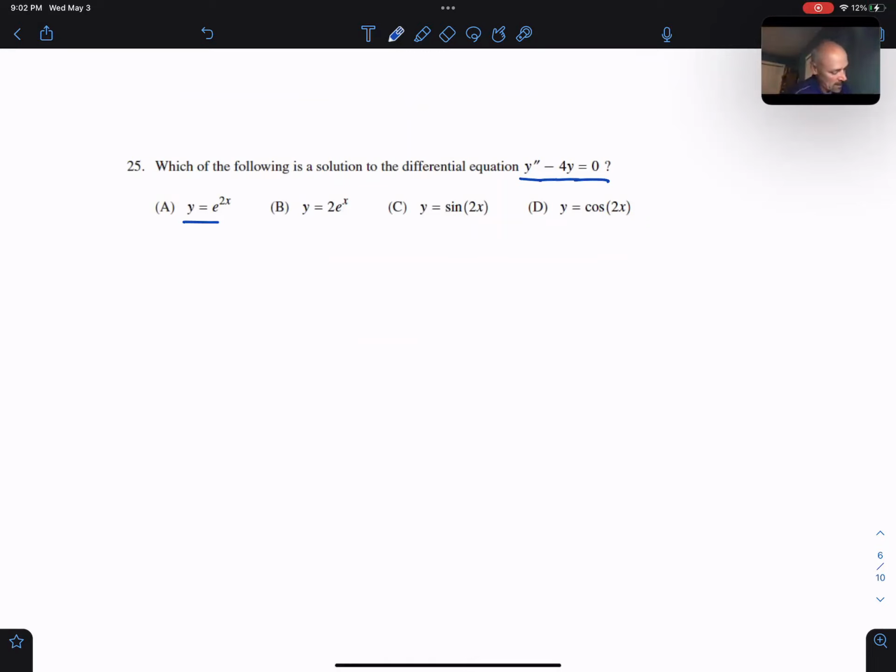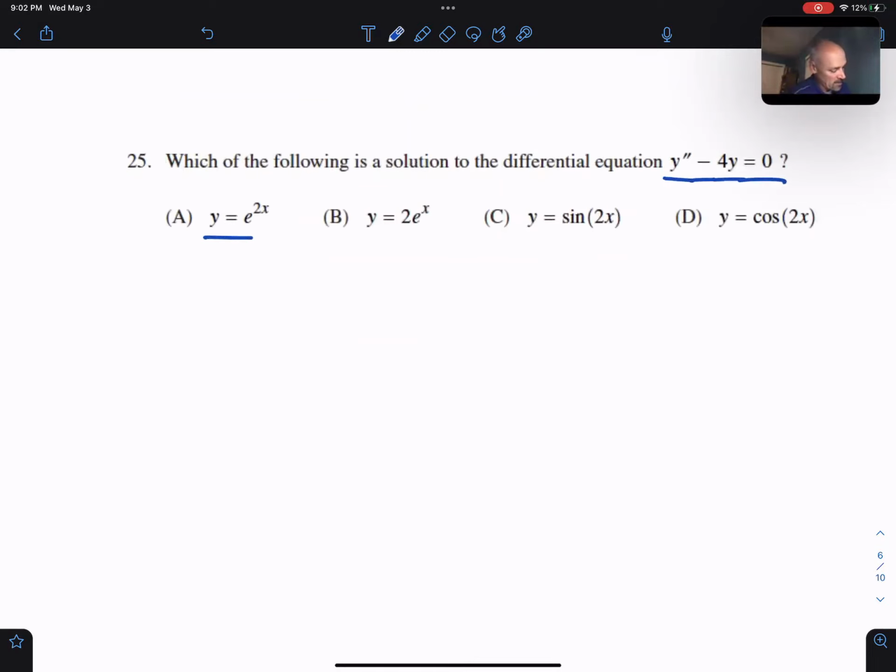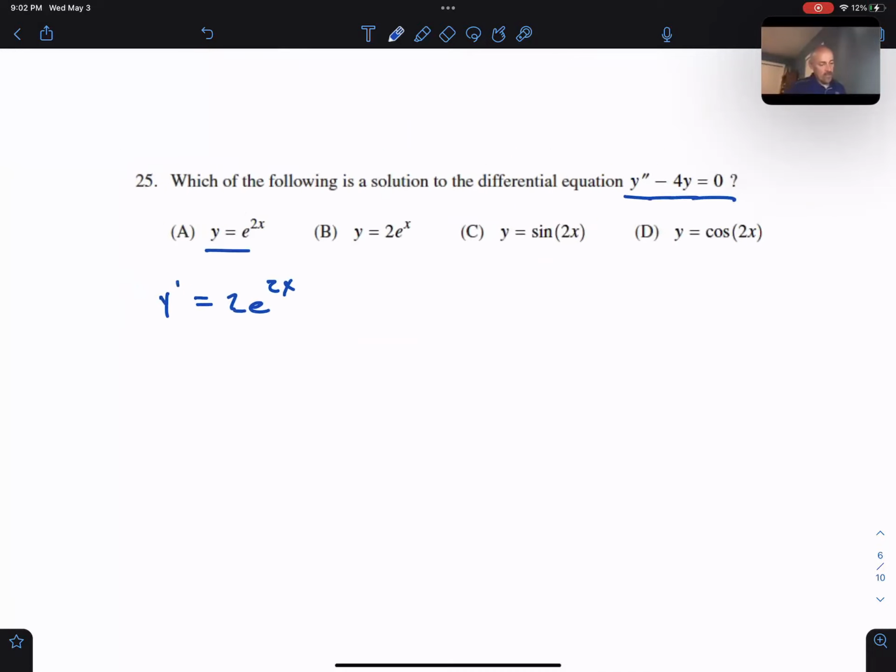So I want to take d/dx of both sides. I'm going to get y prime is equal to 2e to the 2x. Okay, I want to take the derivative again because I'm looking to get y double prime. So I take the derivative of the left side, I get y double prime. Over here on this side, this is kind of easy, it's going to be 4e to the 2x.